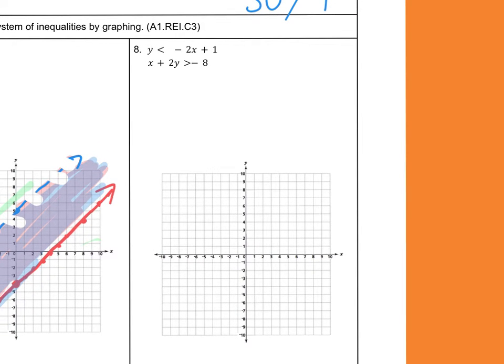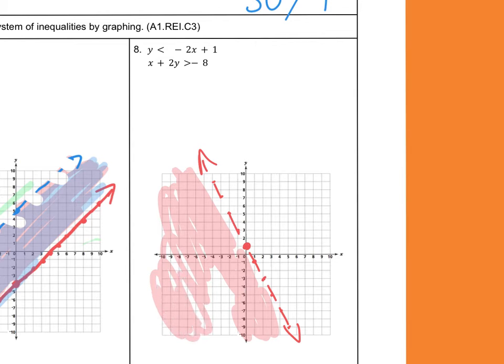Is the first equation something I can graph? Yup. What's the b value? 1. Slope? Negative 2, so down 2, right 1. That did not line up good. Hold on. There we go. Is this a dotted or solid line? Dotted or dashed? Is it y is less than or greater than? Less than. So I'm going to go ahead and shade lightly downward.